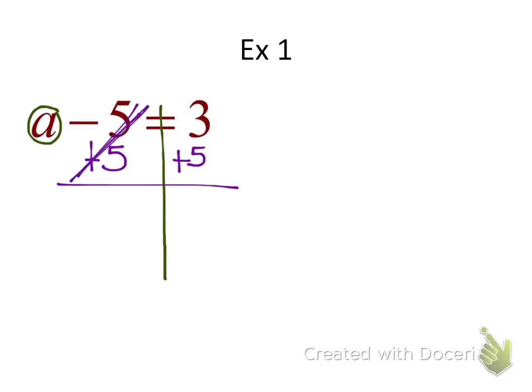Meaning on my left side of my line of equality, what remains? A. So I bring that A on down. Your equal sign then goes on your line of equality. And then you just solve. What's 3 plus 5? And then your final answer, you box it.